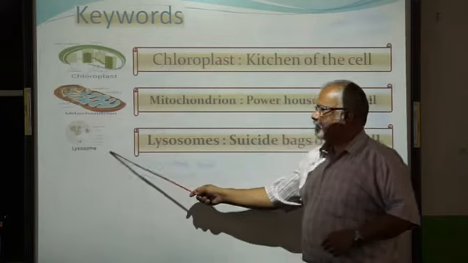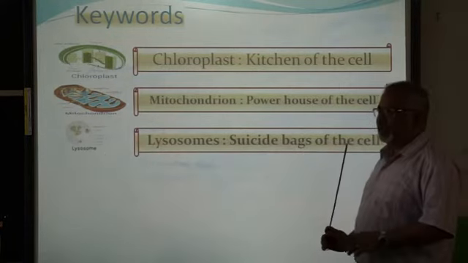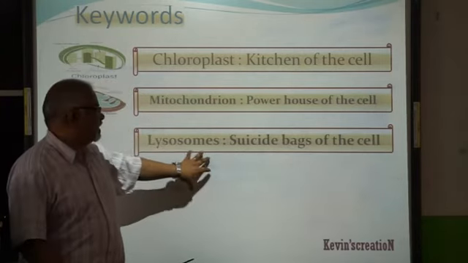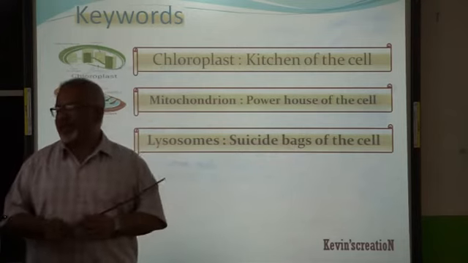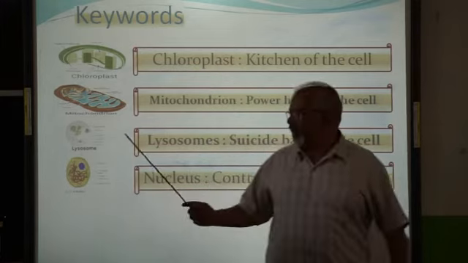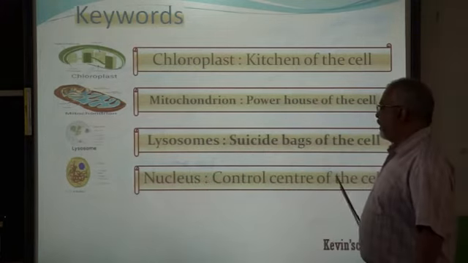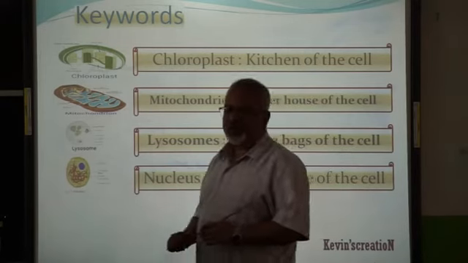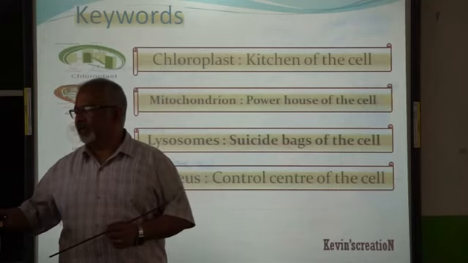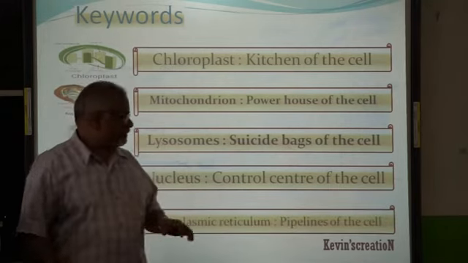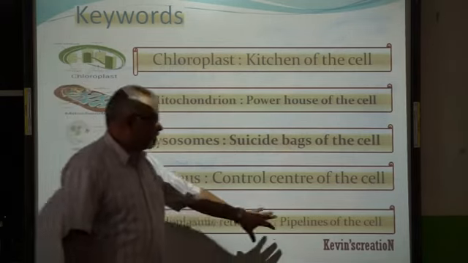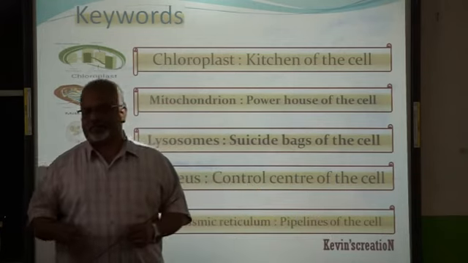Next we have got lysosome. I said that it has got a very strange name. Suicide bags of the cell. Under certain conditions they start digesting other cell organelles and that is why this name is given to them. Here you can see in the diagram the nucleus. This is also called the control center of the cell because it controls all the activities inside the cell. And the last one, endoplasmic reticulum. These are compared to pipelines of the cell.